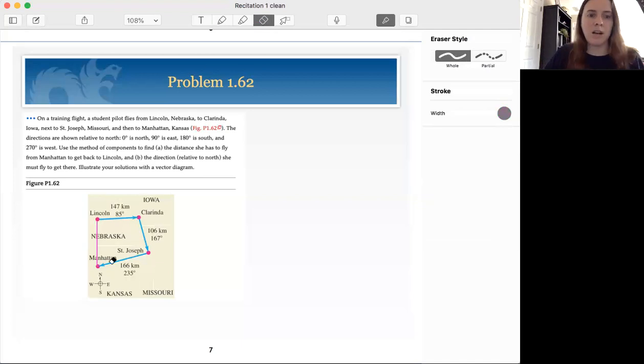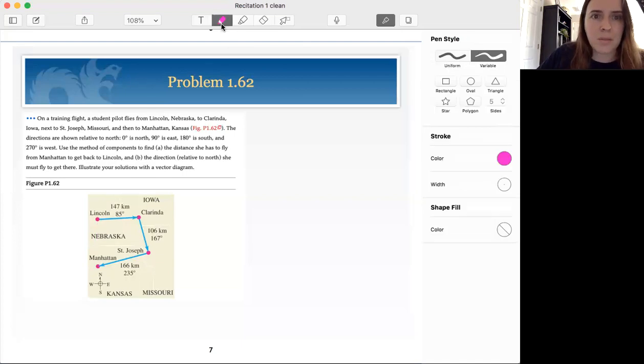So first we need to figure out how to write all of these in vector notation. So the directions are shown relative to north. So that means this is 85 degrees from north. This is 167 degrees from north. This is 235 degrees from north. So when we report our final answer, we want to report it from north. Okay.